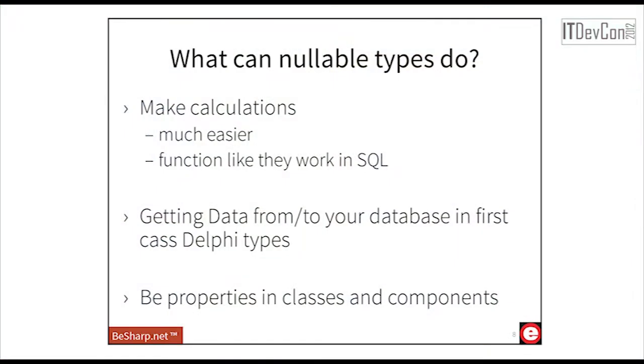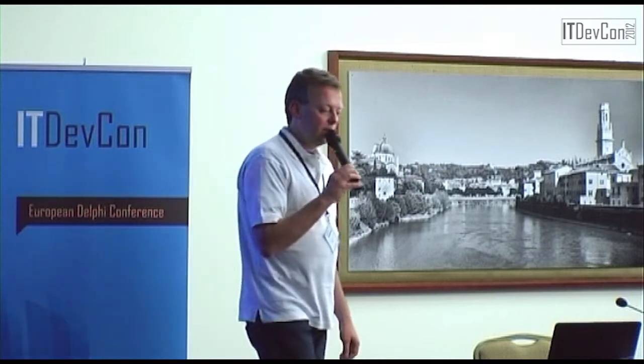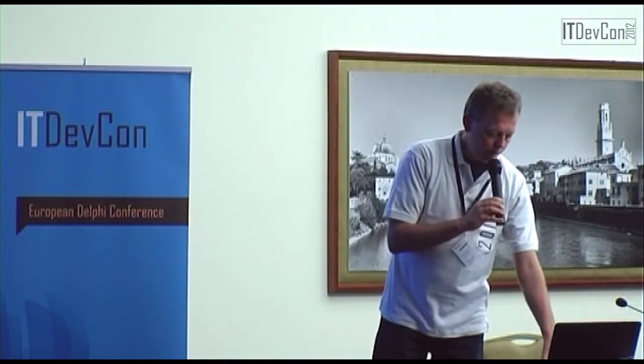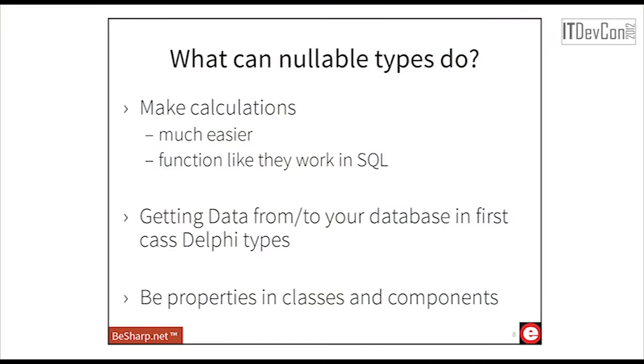One of the things that I wanted to do is make calculations involving nullables a lot easier than with variants. Because with variants, you don't see the underlying type that is there and how it would affect your calculations. And with these nullable records, you will. And my aim was to make them function like in SQL, and as a side effect, make it easier to transfer data from the database into nullable types and back.